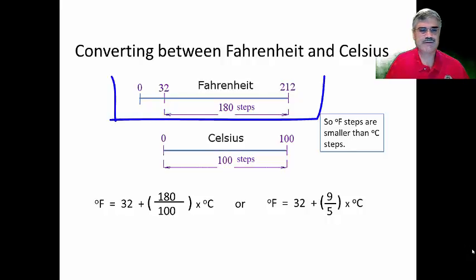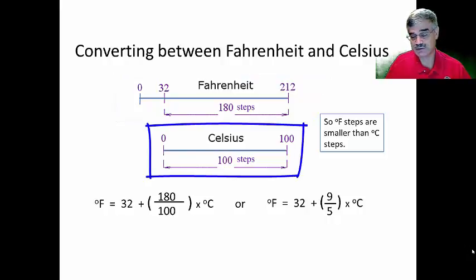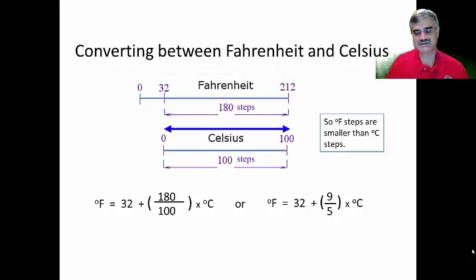I show in this graphic the Fahrenheit scale going from 32 degrees for the freezing water to 212 for the boiling water, whereas in Celsius we go from 0 degrees for the freezing water to 100 degrees for the boiling water. That is, there are 180 steps for this same range on the Fahrenheit scale compared to 100 steps for the same range on the Celsius scale. So the Fahrenheit steps must be smaller than the centigrade step.